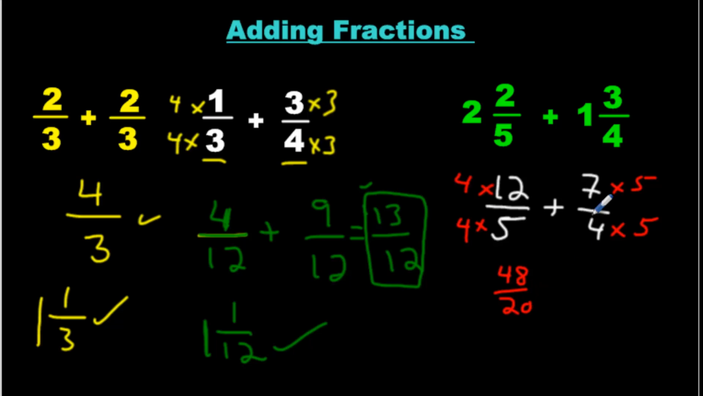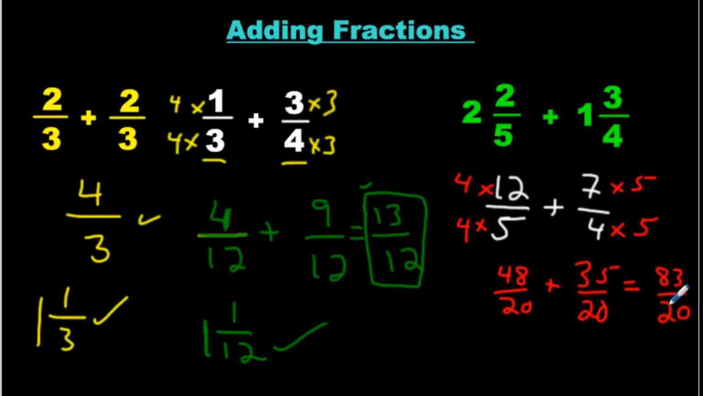48 over 20. And this becomes 35 over 20. Look at those denominators. They are the same. We just add the numerators now. What's 48 plus 35? Okay, 5 and 8 is 13. Carry the 1. You got 83. So we can go 83 over 20.